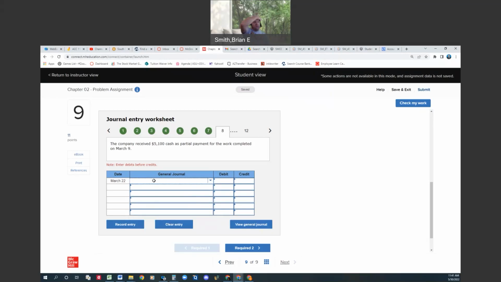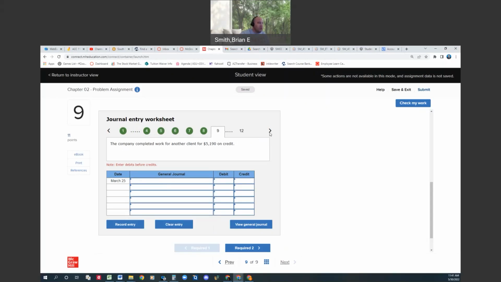Okay. Company received $5,100 cash as partial payment for the work completed on March 1st. All right, that's easy enough. We are going to debit cash. We've already completed the work. We've already booked the revenue. We're leaving revenue alone. But they owe us the money, so we're going to get rid of the accounts receivable for $5,100. And it looks like it did not like me not accepting that. Okay.